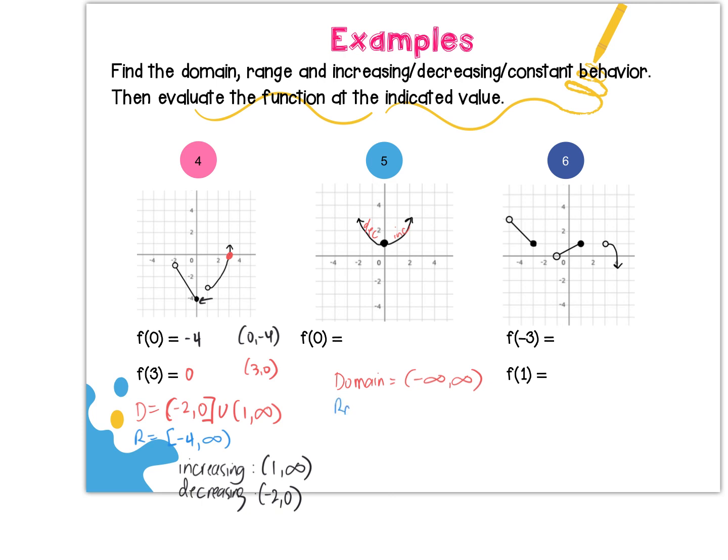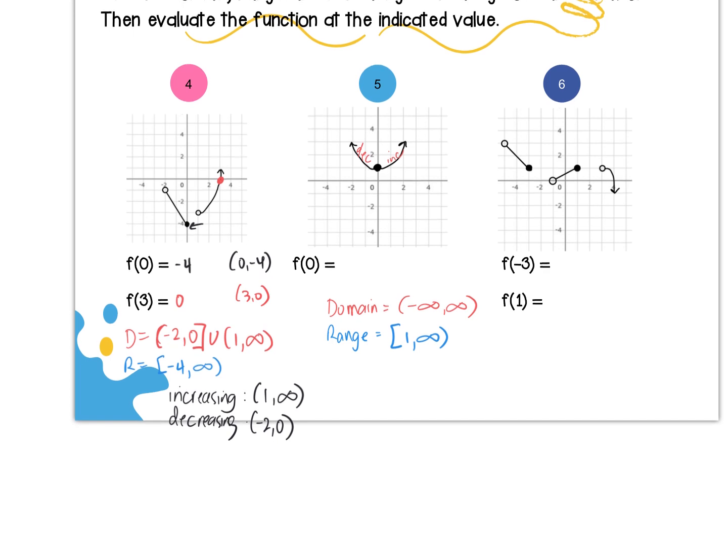My range, again, I'm going to start from the bottom up, and I'm going to identify my very first y value. When I go up here, I see it right here. That's the vertex of this little parabola. That y value is 1. And then after that, my graph goes up to infinity. So that's my range.